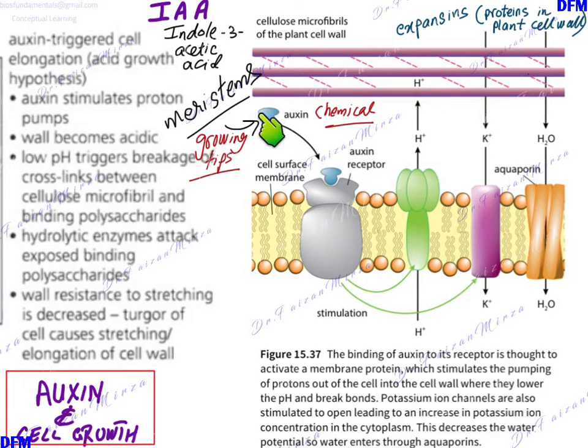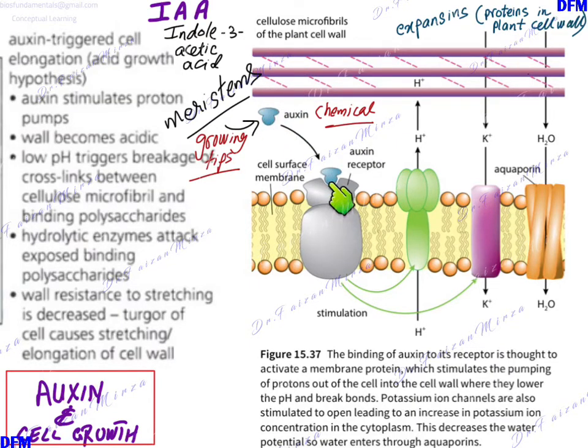Where is the auxin produced? Where is indole 3-acetic acid produced? This IAA is produced in meristems. Meristems are the growing tips of the plant. They include the tips of the roots and the shoots as well. So they produce these auxins. Auxins cross the cell wall and they go and bind to the receptor.